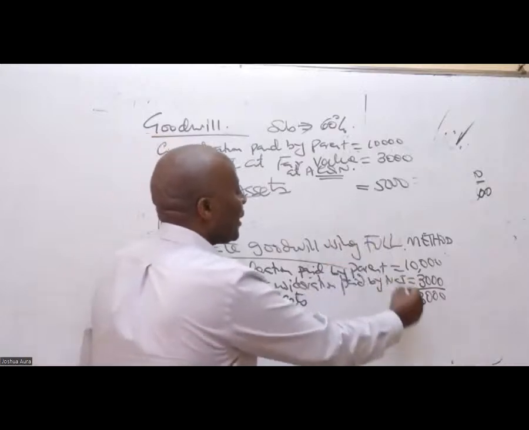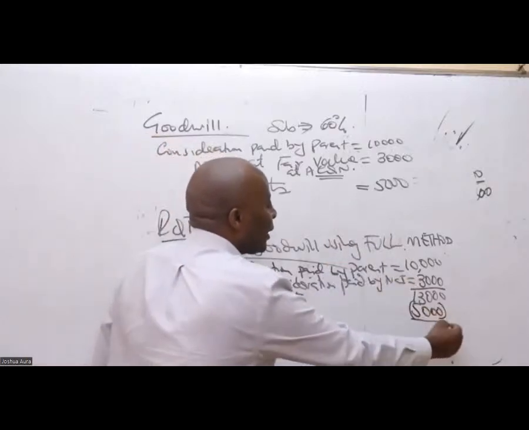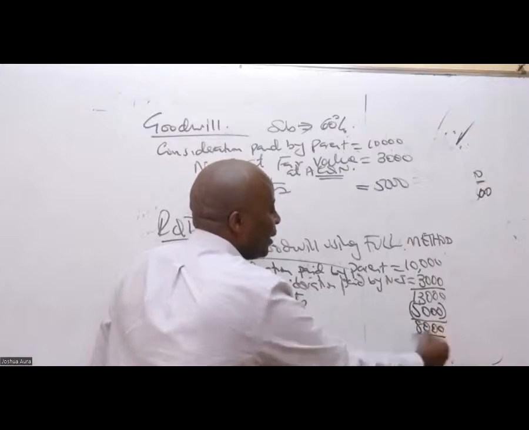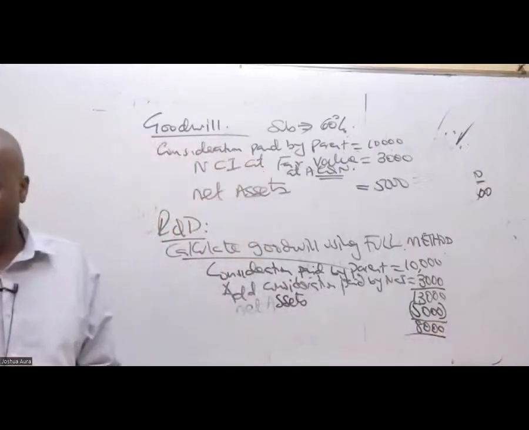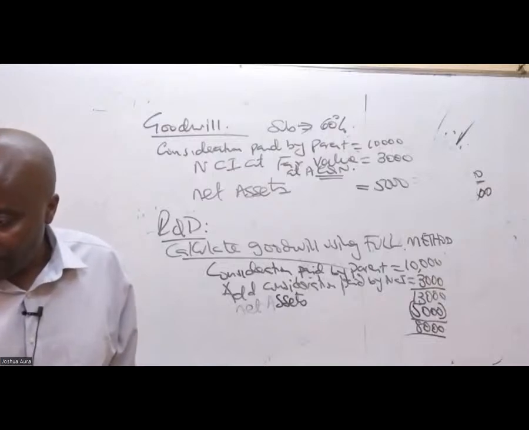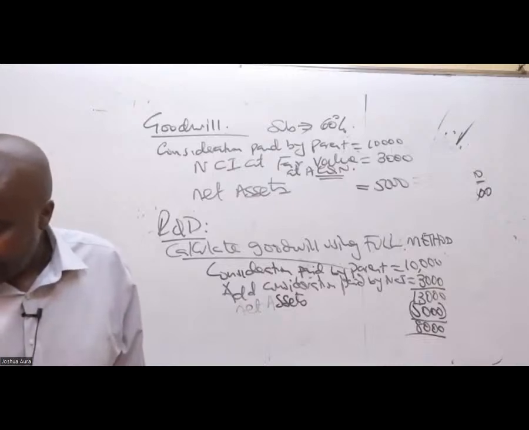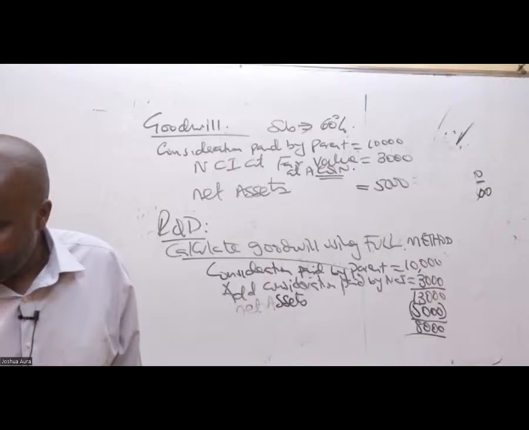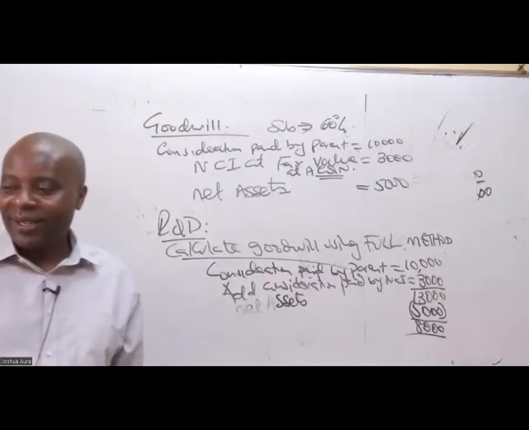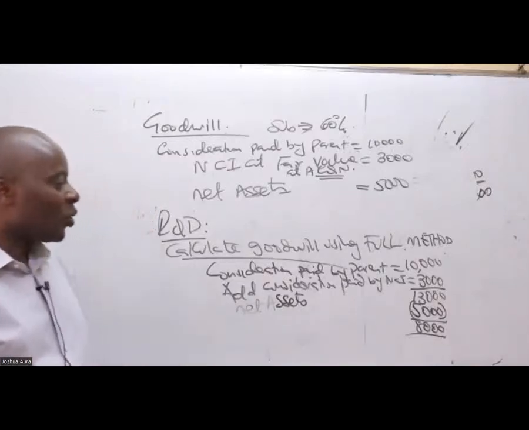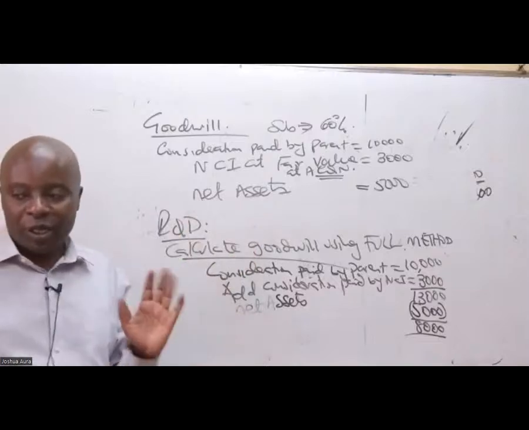In this case, net assets are 5,000. When you subtract, how much remains? 8,000. This is your goodwill at acquisition. Sorry, goodwill. So in this case, full method, I want to believe there is no problem with the full method.